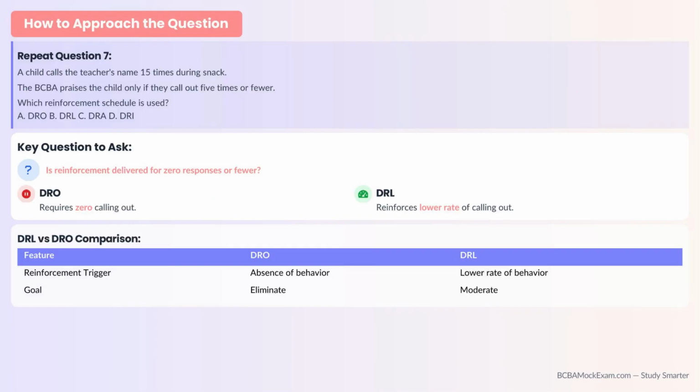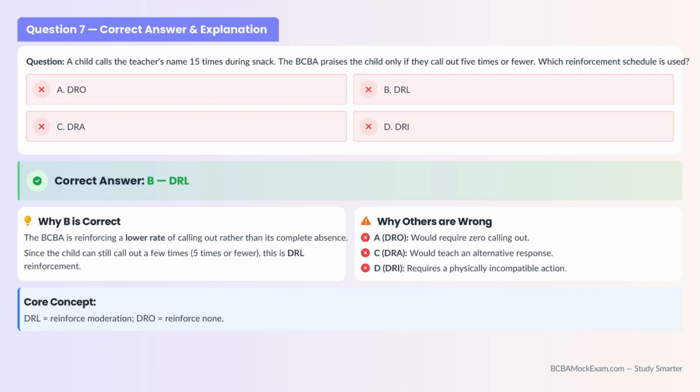Whenever you are torn between DRO and DRL, ask, is reinforcement contingent on zero occurrences or on fewer occurrences? DRO equals 0, no bites, no hits, no calls. DRL equals fewer, no more than X times, or more than Y seconds between responses. In our example, the contingency is 5 times or fewer, which clearly fits DRL. Creating a mental mini-table can help. DRO equals absence, eliminate. DRL equals lower rate, moderate. Quickly running that check during the exam will save you from picking the wrong one. The correct answer is B, DRL.